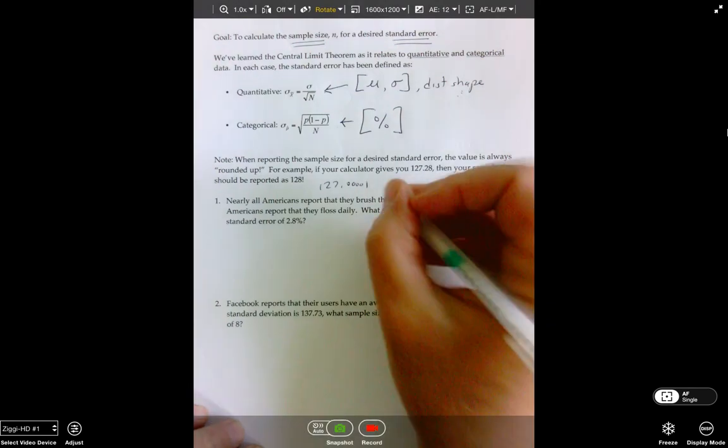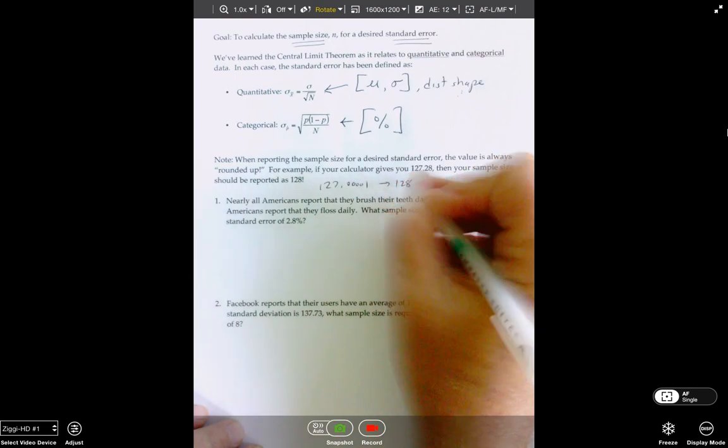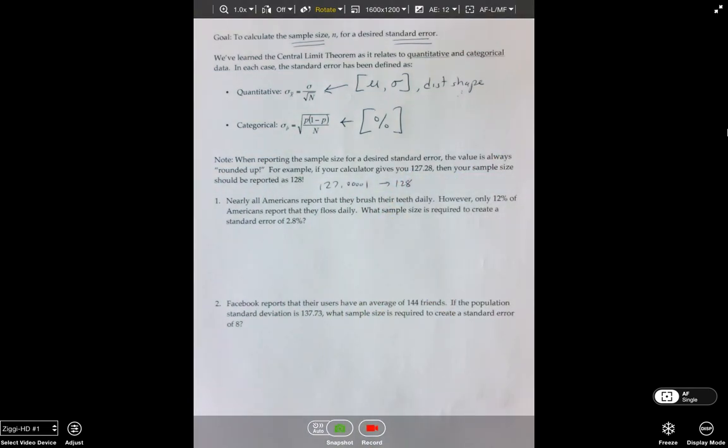But that would be rounded to 128. So always round up unless the value falls directly on an integer.